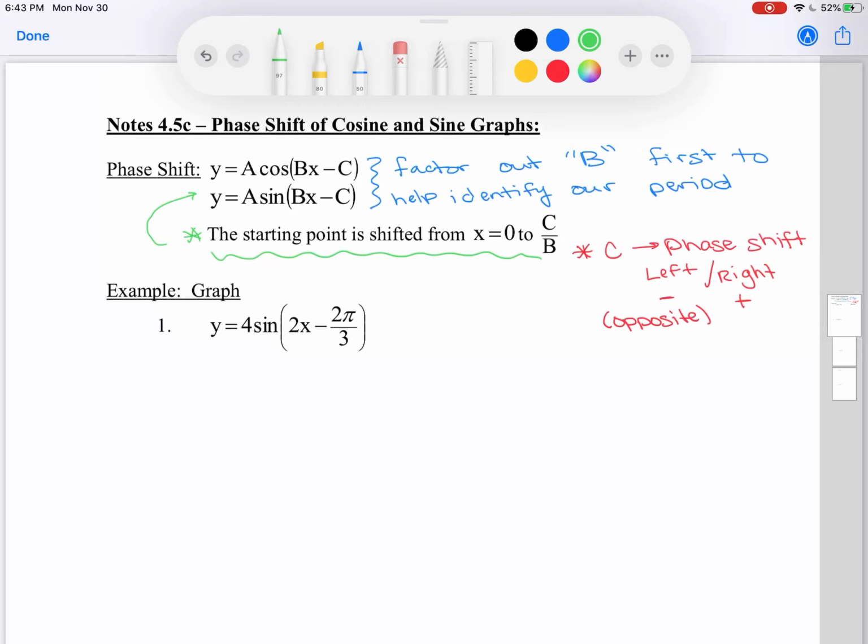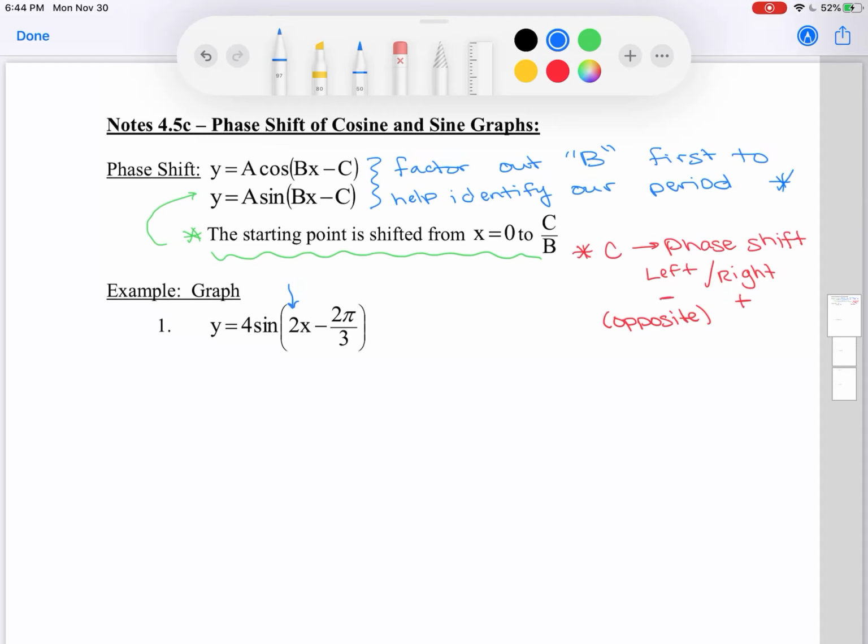To get started, we're going to do the same things we did last class. We're going to label our A, B, and C. We don't know D yet. We will talk about that in the next section. But before we get started, remember our first step is to factor out our B. Right now, my B looks like it's going to be a 2. It's that number that's right in front of the x.